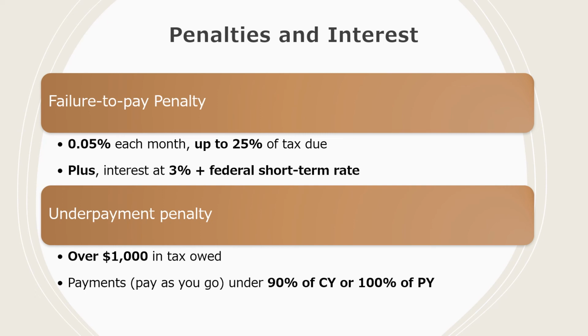But we could see a situation because our tax system is supposed to be pay as you go. They want to encourage you to be making those payments throughout the year and not just wait till the end of the year. So again, that's for amounts owed more than $1,000, and if the withholdings weren't more than 90% of the current year or 100% of the prior year.